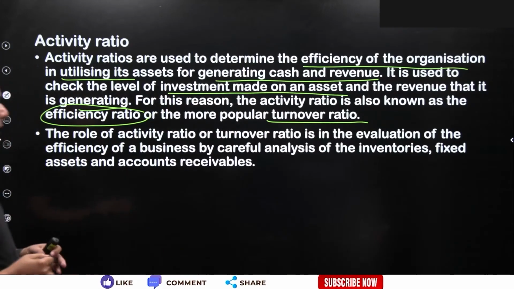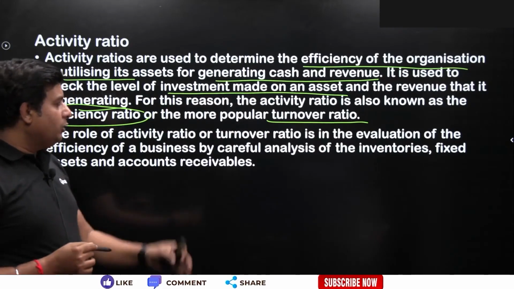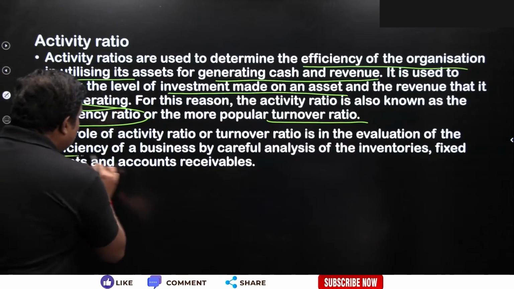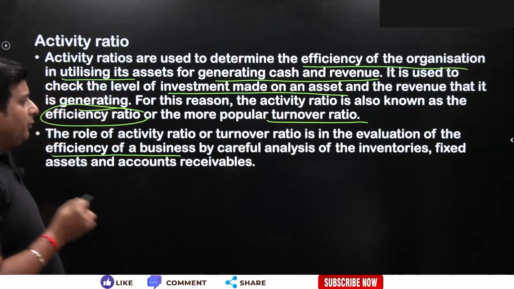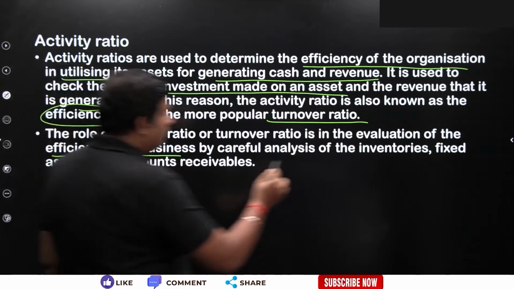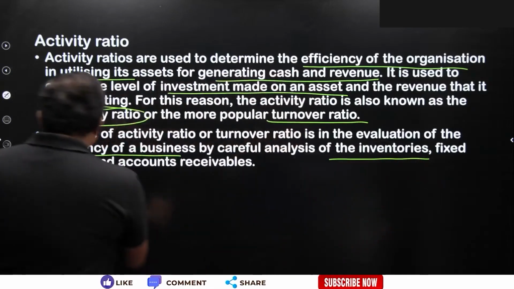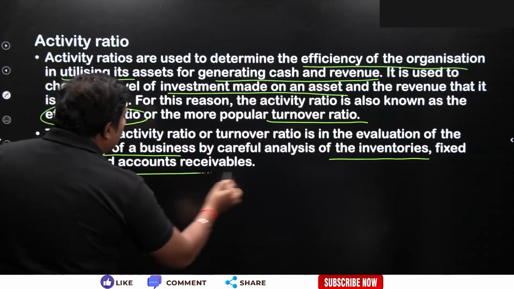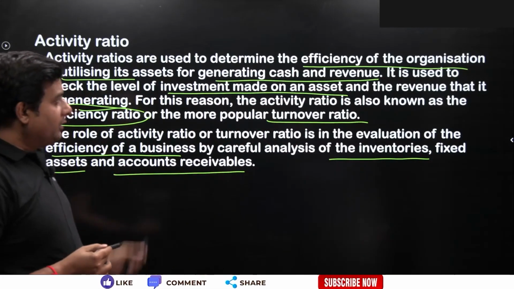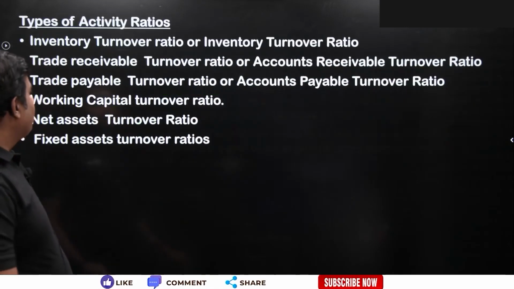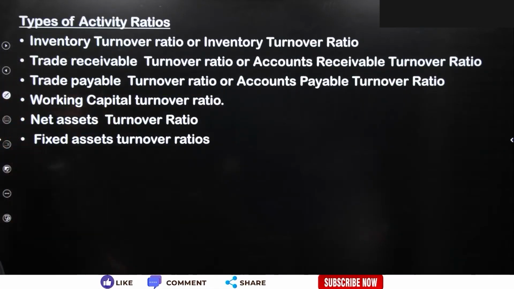The role of activity ratio or turnover ratio is in the evaluation of the efficiency of a business by a careful analysis of the inventories and fixed assets or accounts receivable. तो इसके बारे में हम आज बात करने वाले हैं. Now types of activity ratio. So there are 6 types of activity ratio.